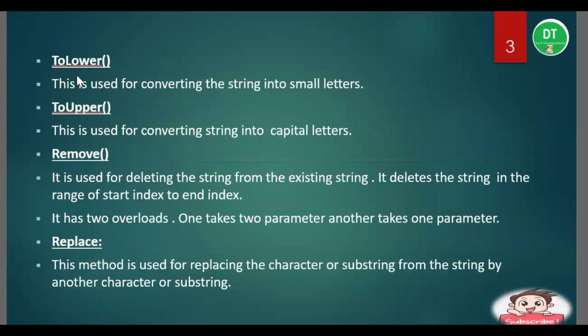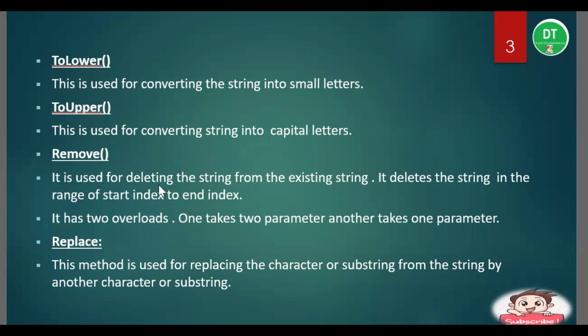The other methods are ToLower, ToUpper and Remove. First I will discuss ToLower. This is used for converting the string into small letters. ToUpper is used for converting the string into capital letters. Suppose I have one string, smile, and it is in small letters, so it converts into capital letters.